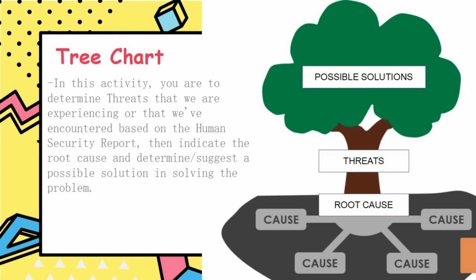For this activity, you will be doing a tree chart. In this activity, you are to determine the threats that we are experiencing or that we've encountered based on the Human Security Report. Then indicate the root cause and determine or suggest a possible solution in solving the problem.